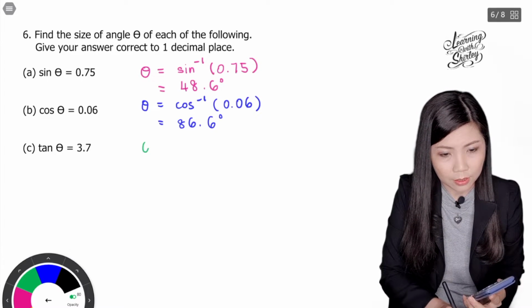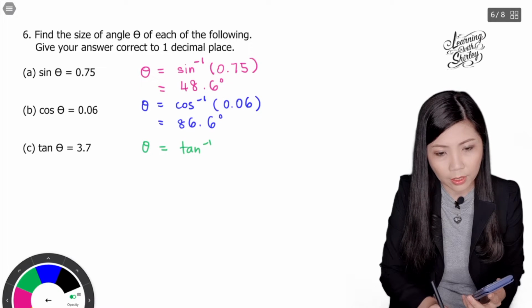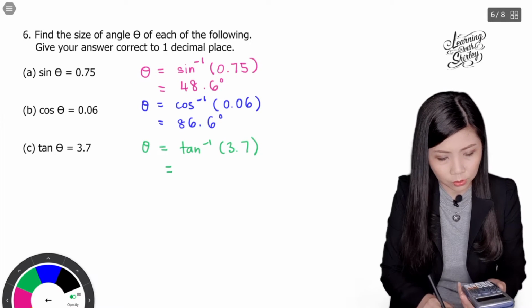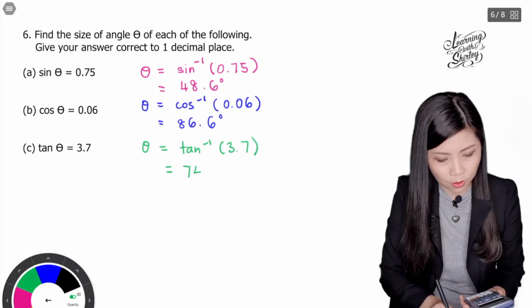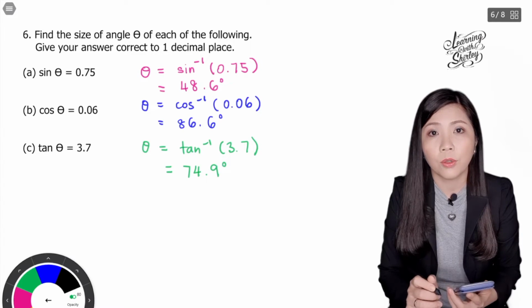So theta is equal to tangent -1 of 3.7, so it equals 74.9. Okay? So that's the answer.